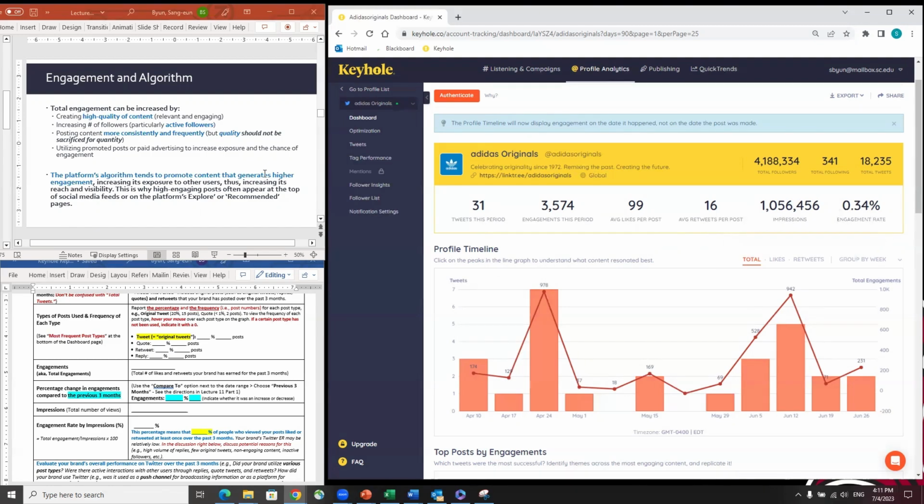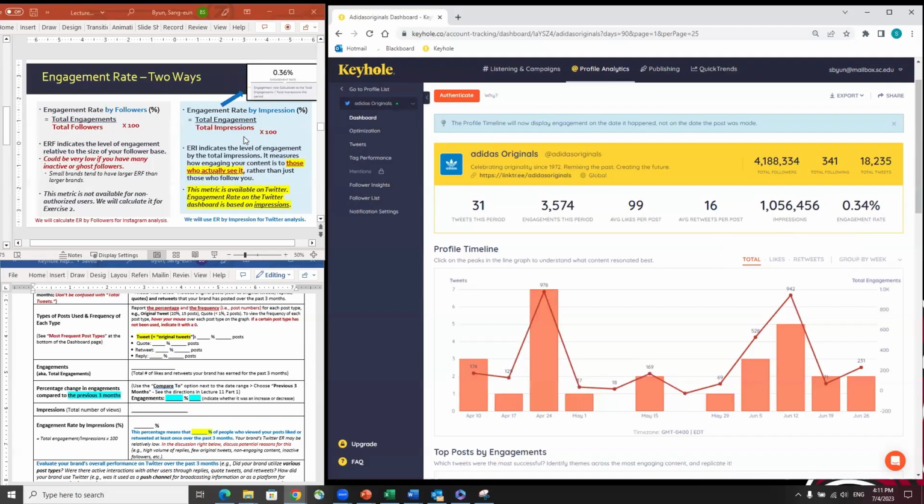There are different ways to calculate engagement rate. For Twitter, you're going to use this formula, engagement rate by impression. But some other platforms don't provide engagement rate, so we'll have to calculate engagement rate based on the followers. That's it for metrics 1.